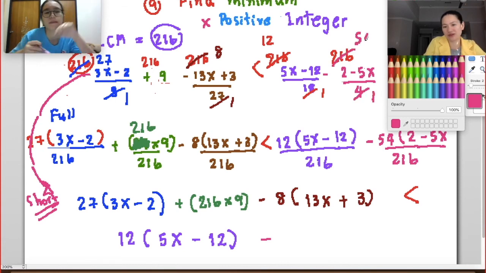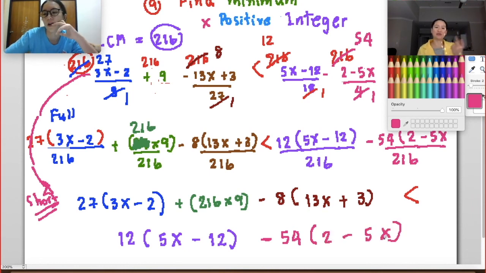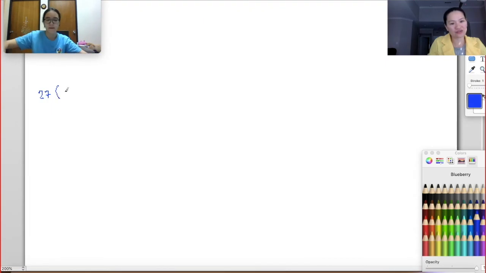216 divided by 4 is 54, but we have minus negative here. So we still have negative here. 54 multiplied with 2 minus 5x. Okay. This one is a shortcut and it's easier to understand. You okay about that, Jasmine?